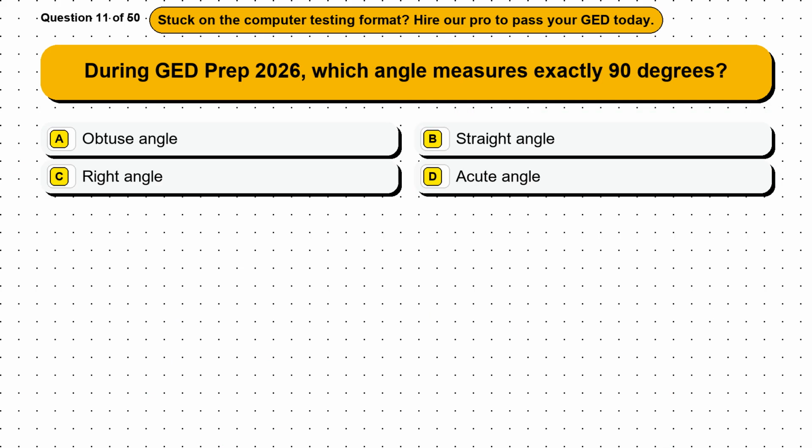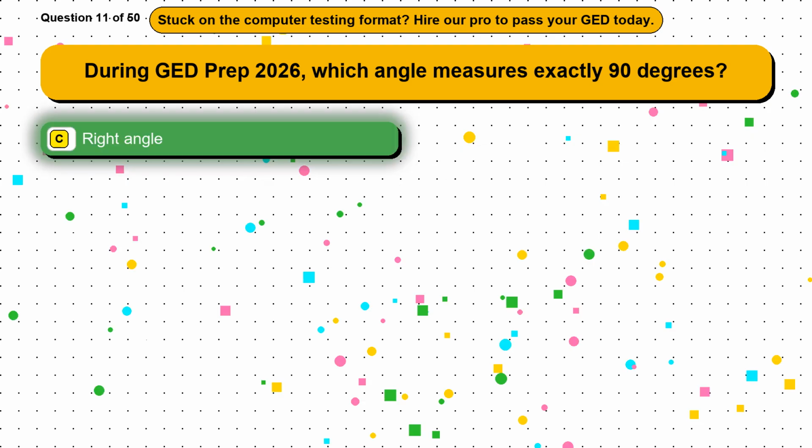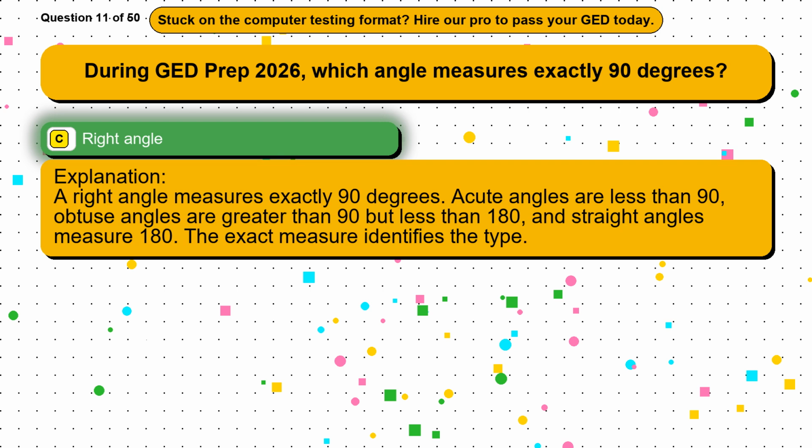Question 11. During GED Prep 2026, which angle measures exactly 90 degrees? Option A, obtuse angle. Option B, straight angle. Option C, right angle. Option D, acute angle. The correct answer is option C, right angle. A right angle measures exactly 90 degrees. Acute angles are less than 90, obtuse angles are greater than 90 but less than 180, and straight angles measure 180. The exact measure identifies the type.